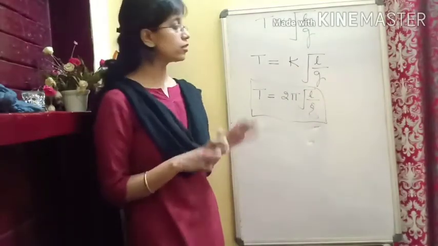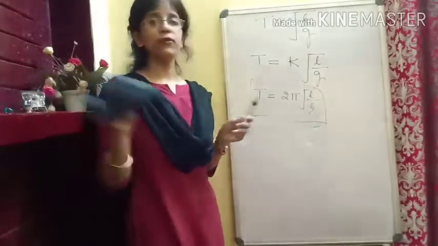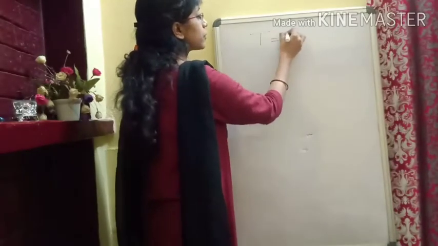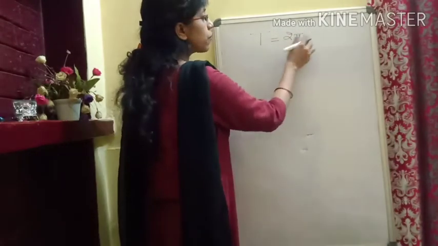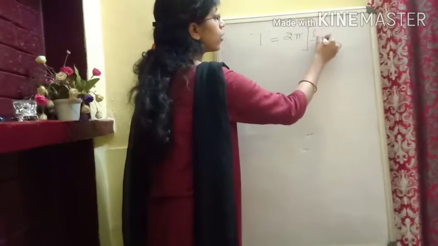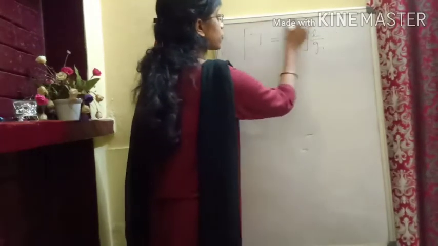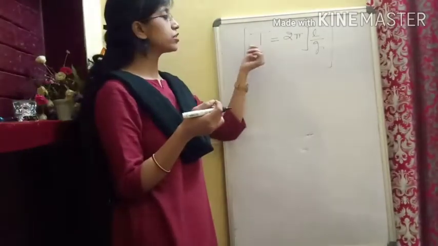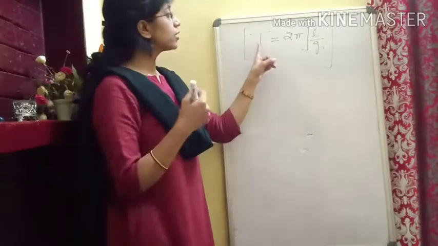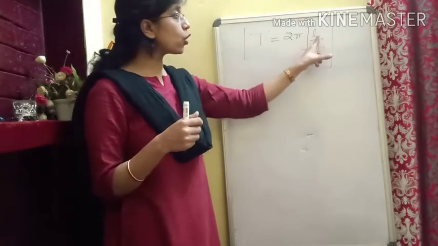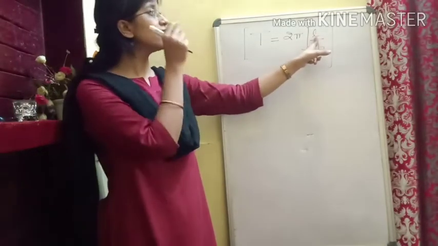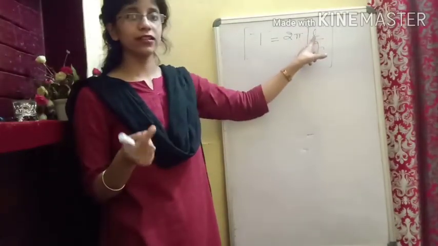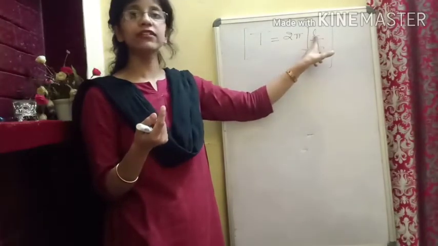Is it clear, everyone? This is how we get the formula of time period. We have seen that the expression for the time period of a simple pendulum is 2 pi under root L upon G. Now if we talk about the factors on which the time period of a simple pendulum depends. First factor, the time period depends on the effective length. It is quite clear from the mathematical expression that it does depend upon the effective length, in fact, the square root of effective length.